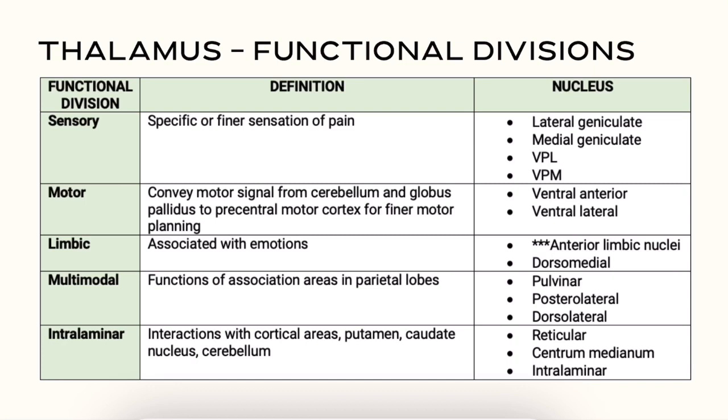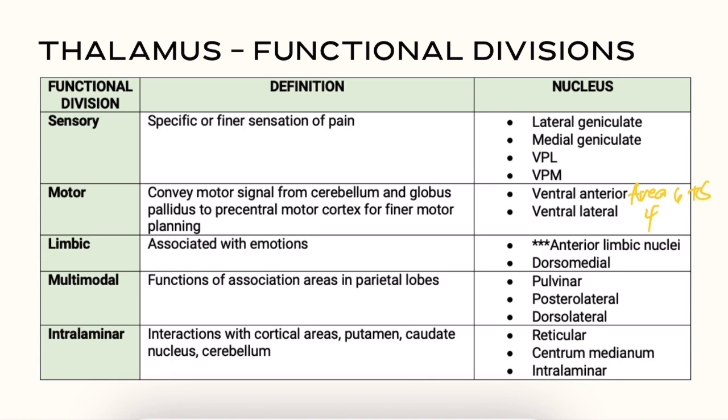For motor, they would convey motor signals from the cerebellum and the globus pallidus to the precentral motor cortex for finer motor planning. What would work here will be your ventral anterior and your ventral lateral, which, if you recall, this one is for area 6 and 8. This one is for area 4, right?